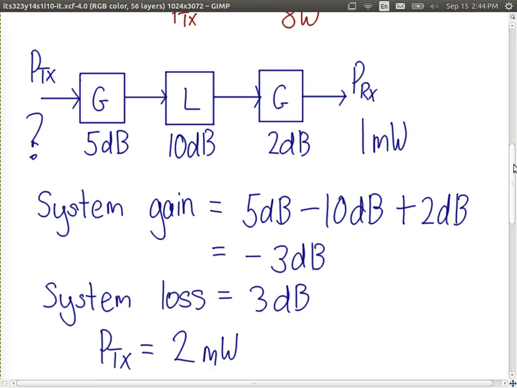Any questions on dB before we move on? Easy. 10 log base 10 of some factor.